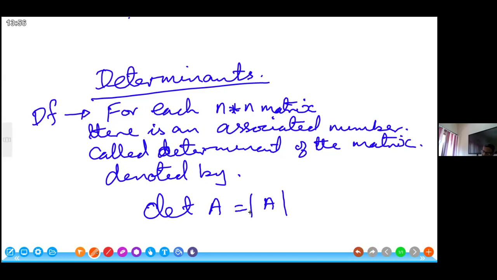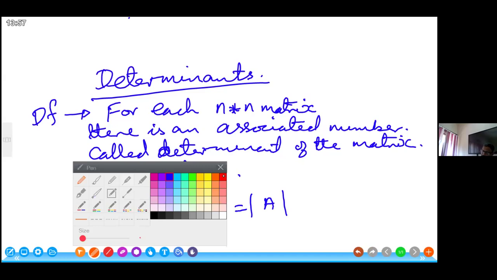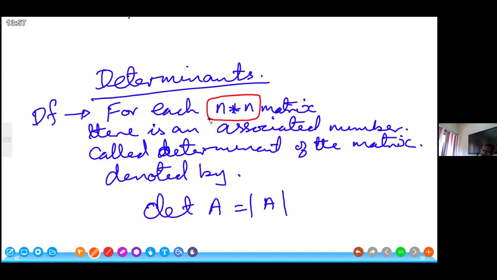So for each n into n matrix, what do you mean by n into n matrix? What sort of matrix is that? Square matrix. Right. So we can find the determinant for a square matrix. For a square matrix, there is an associated number, which we call the determinant. How to find it, we will see.